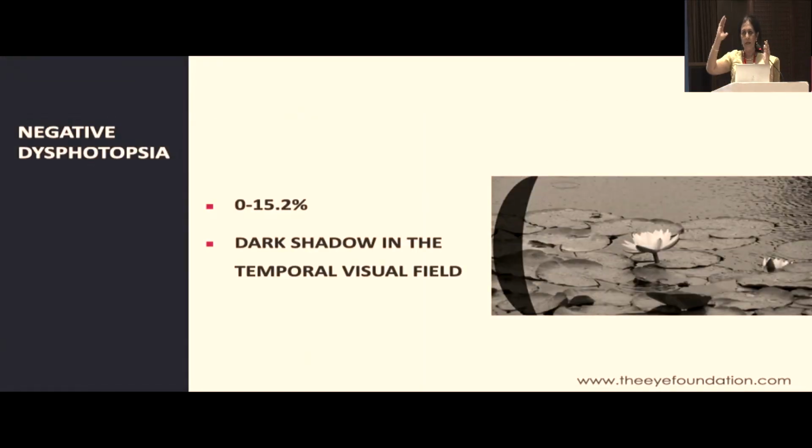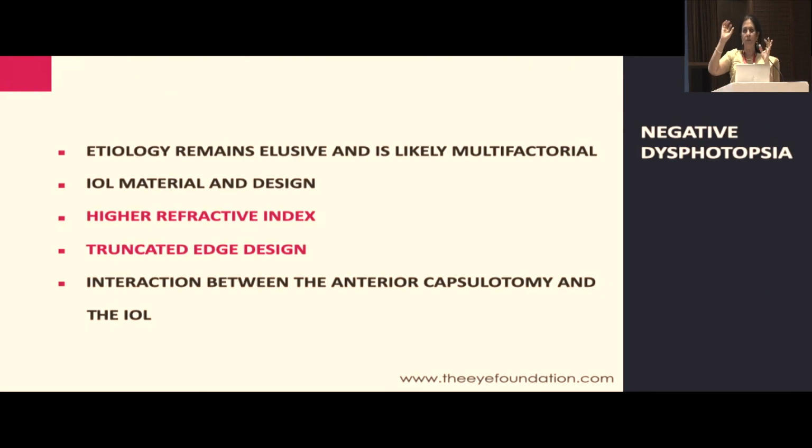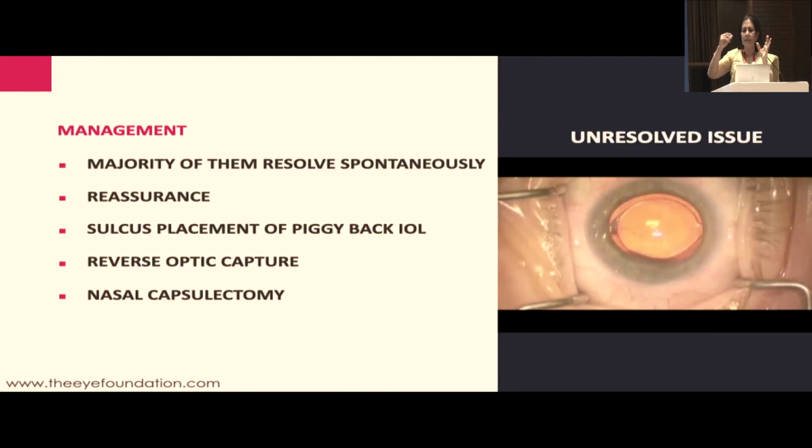Negative dysphotopsia is a dark shadow which the patient sees on the temporal side. It could be again because of the high refractive index of the lens and the square edge, but it is also because of the anterior capsulotomy margin to the IOL, there is what is called the Lambertian light scatter. Let's understand there's some light refracted and some light is reflected, which causes this shadow.